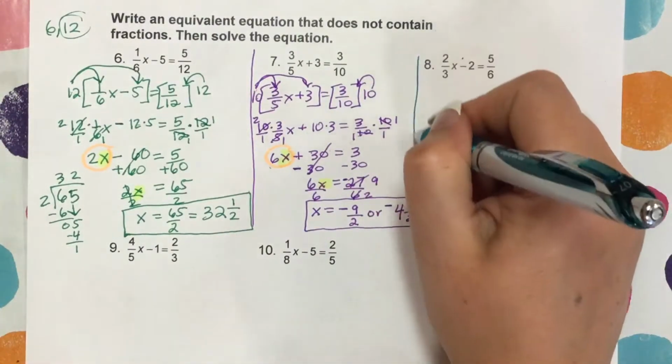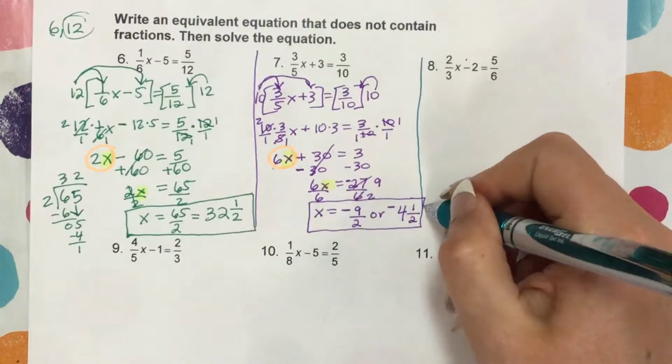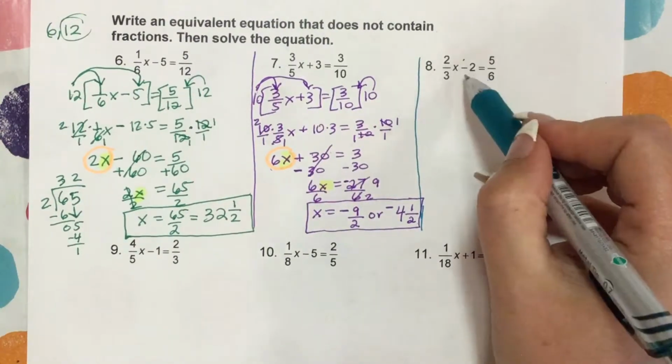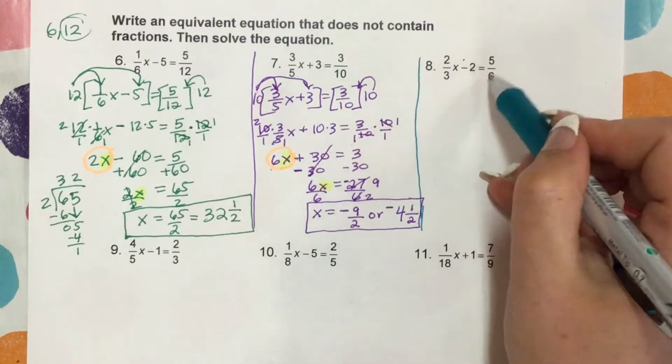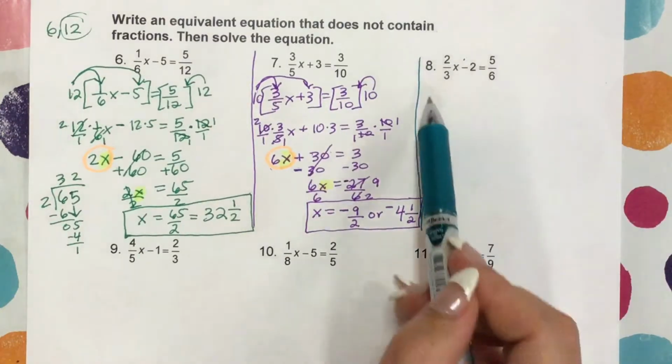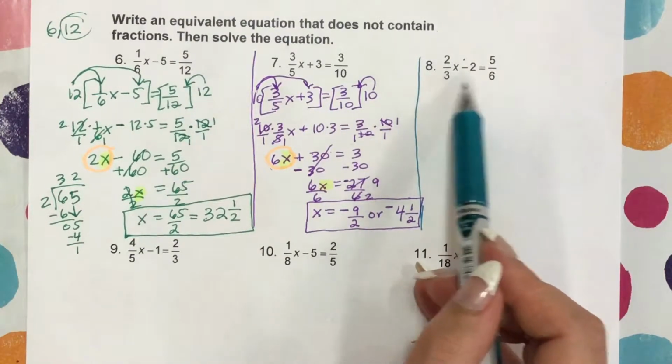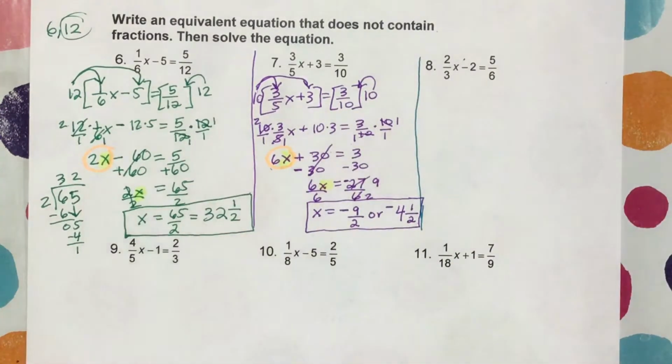So I'm going to go ahead and give me some space here for that problem. We have 2/3 x minus 2 equals 5/6. So I'm looking at the numbers that are in the denominator of the fractions. I have 3 and 6, so I need to find the LCM.